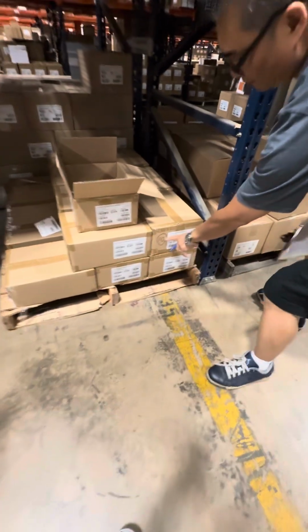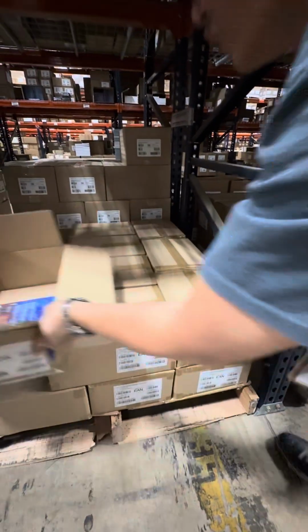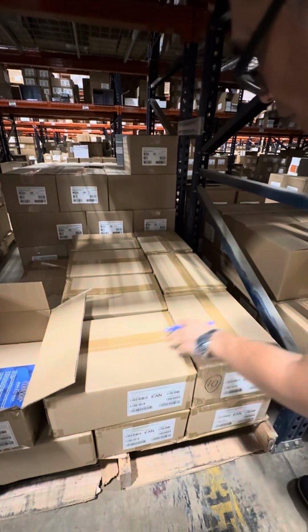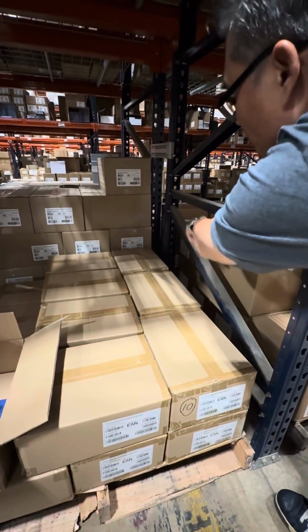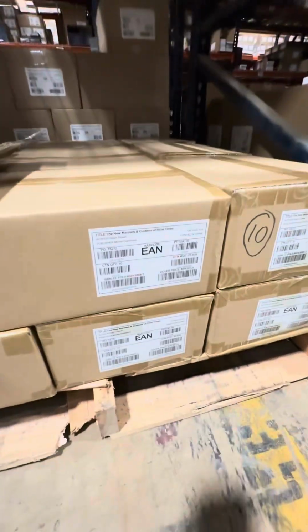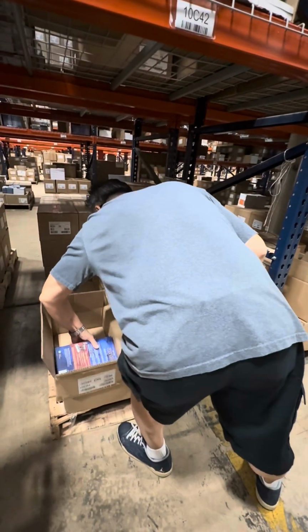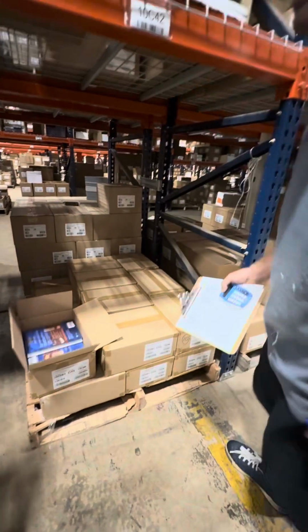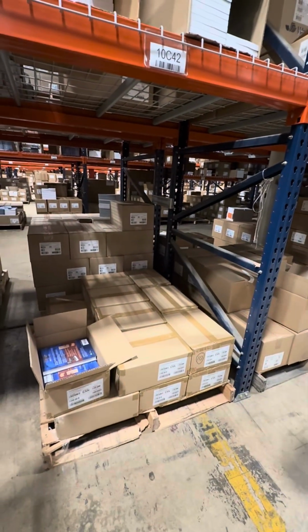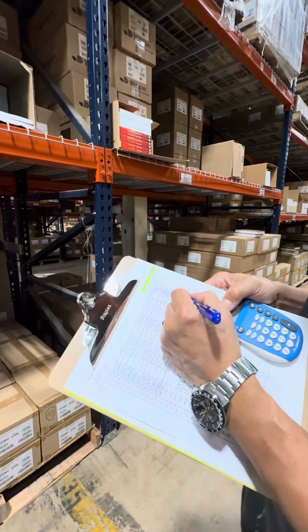So this is 10. The first layer here is 10, and then you count the partial layer on the top. So 10, 11, 12, 13, 14, 15, 16, 17. 17 times 10 is 170. Okay, 170 plus the partial, which is 3, you got 173. Is that what you get, Junico? Yeah. Okay, he got 173 also. So now you write down 173.